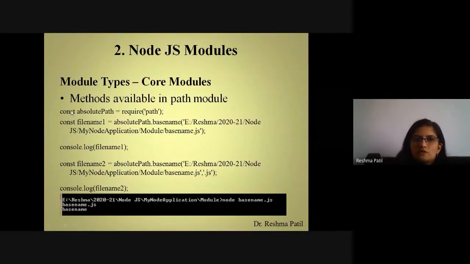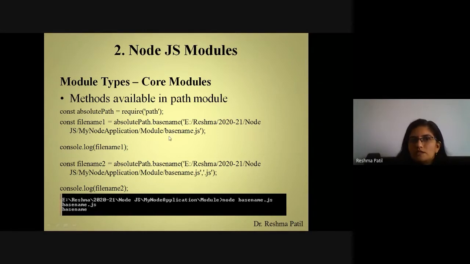First, here we can use const or var. absolutePath is the variable name, equal to require path. Here we have used the module name, path. Then const fileName is equal to absolutePath, the variable name, dot basename. We are going to see this method, basename, so I am using it right now. In brackets, give the whole path of your file name. This is the complete path of my file, that is basename.js. So when you print console.log fileName, what is going to show?